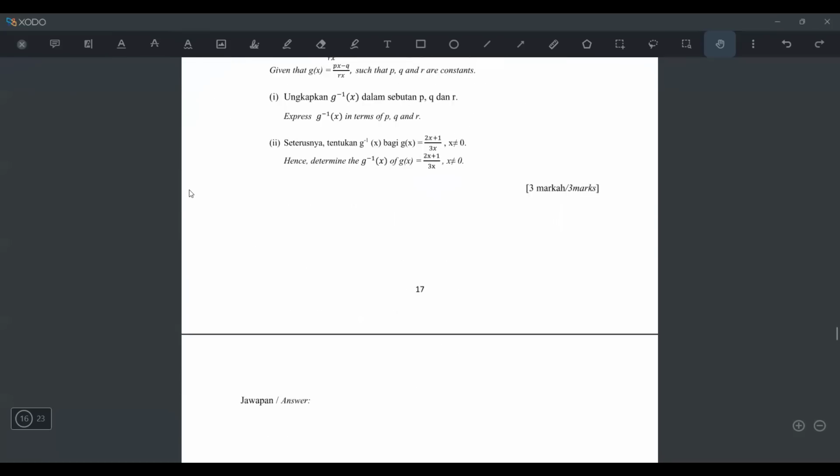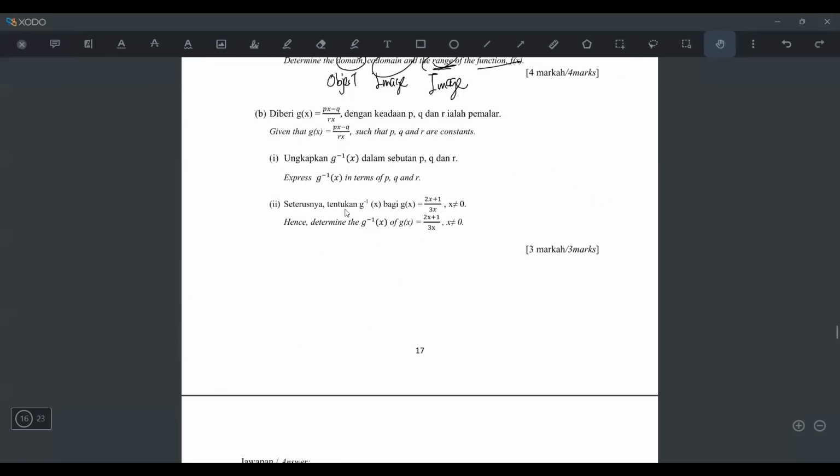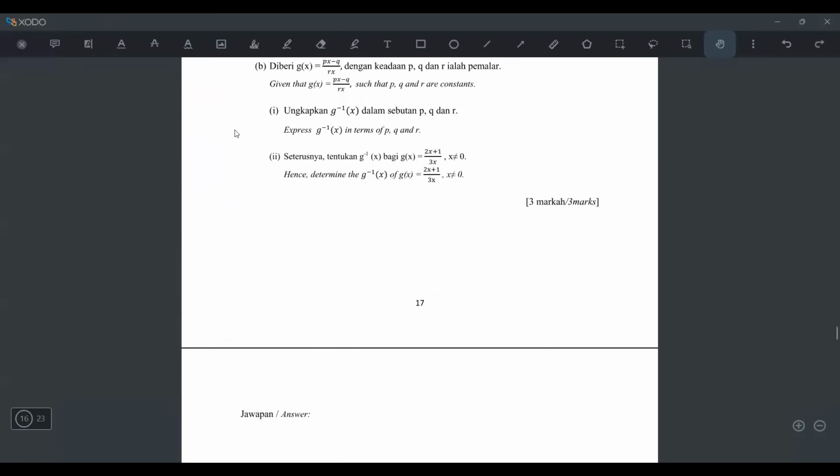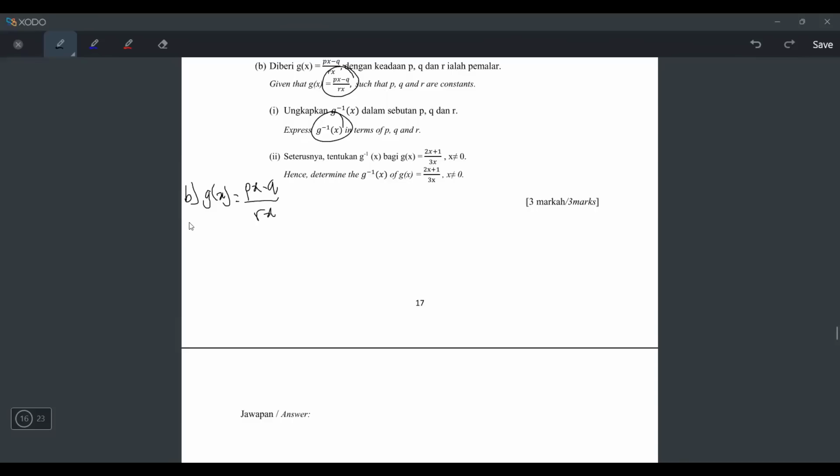For question B, I think it's not related to question A, so I can just scroll down a bit. Given that g(x) equals to this, such that blah blah blah, and then number 1: express g inverse. Okay, this is easy. So g(x) equals to (px minus q) over rx. They want to express g inverse. So how to find inverse? I will let g inverse x equals to a, x equals to g(a), and then I have to find g(a).